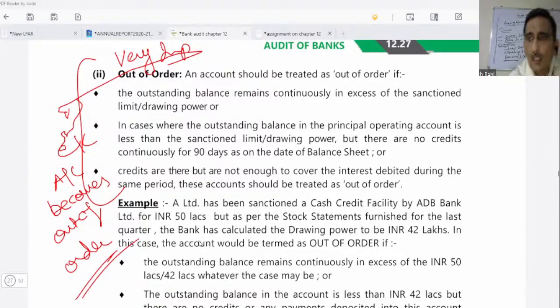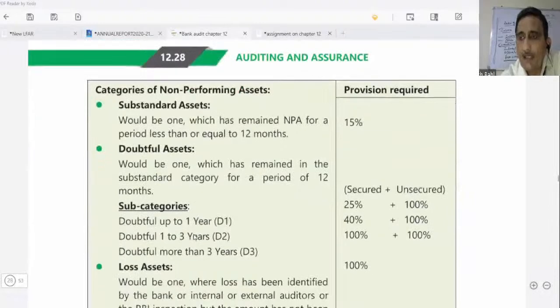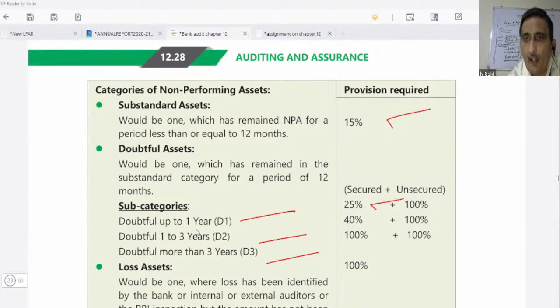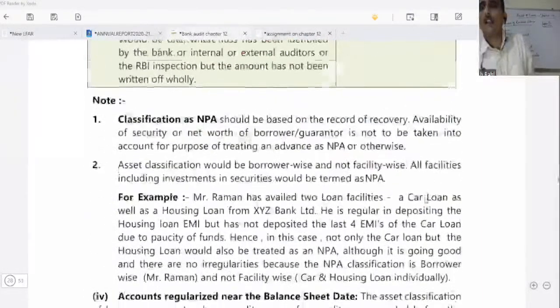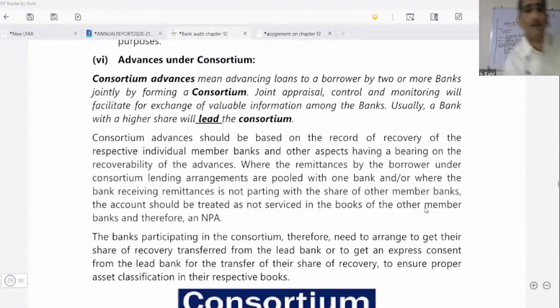So here an example is also given. Then there is this provision: 15% in case of substandard, and for doubtful D1, D2, D3 and loss assets. This we have done already in quite detail. Okay. And advances under consortium, this we had discussed.